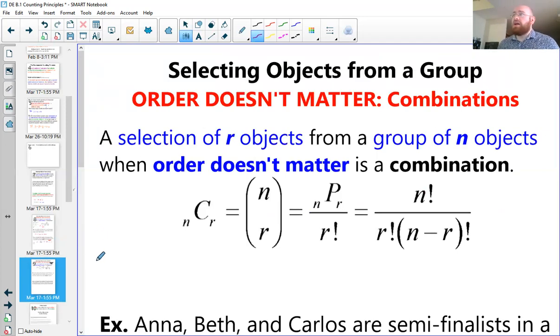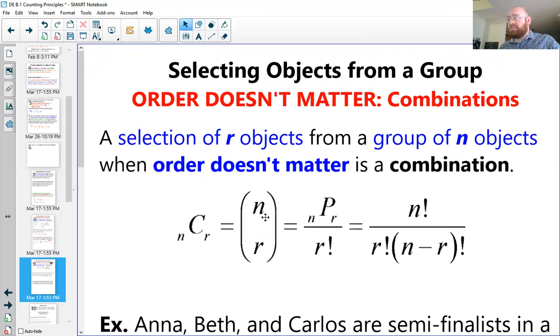Combinations. So selecting objects from a group when order doesn't matter. A selection of r objects from a group of n objects when order doesn't matter is a combination. Now you might be looking at this and thinking, this is too much. Okay, so number 1, take a deep breath. Inhale, exhale. Number 2, let's look at each of these individually.